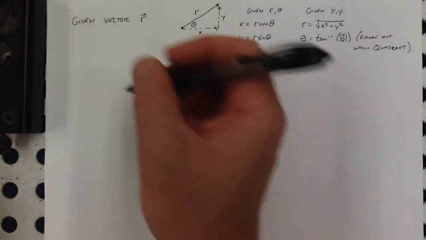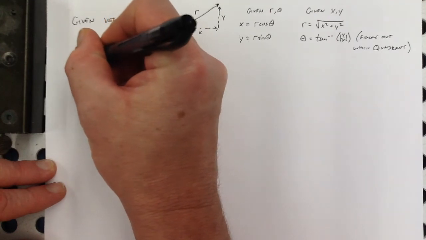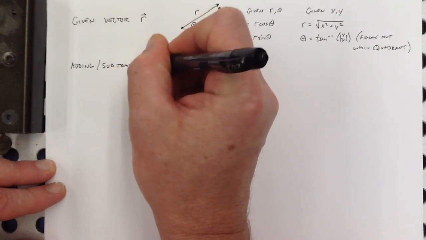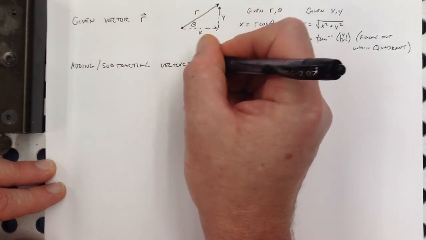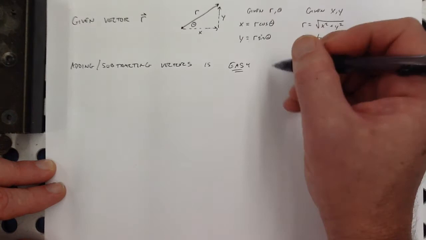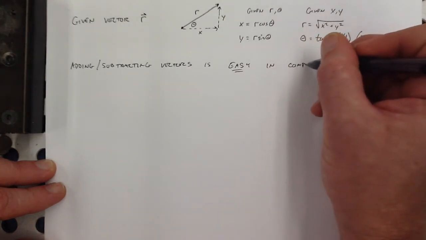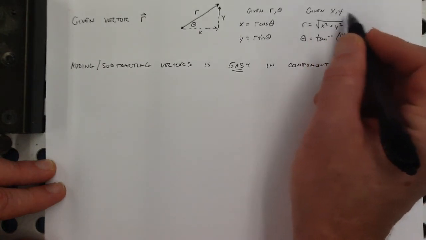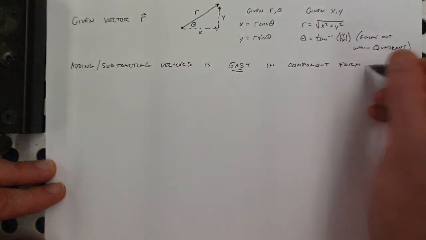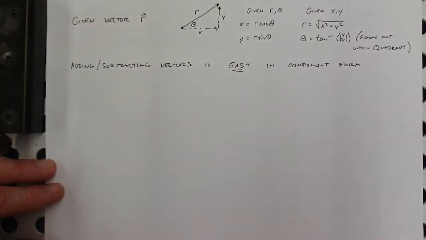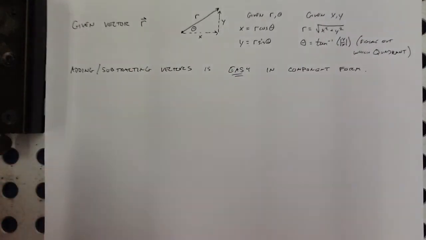It's super easy adding and subtracting vectors is easy if you're in component form. So in other words, if you're in like the XY form, if you have the two pieces here. Because all you have to do is add up the X pieces together, add up the Y pieces together, or subtract, depending on what you're doing, and that's your answer. That's it.